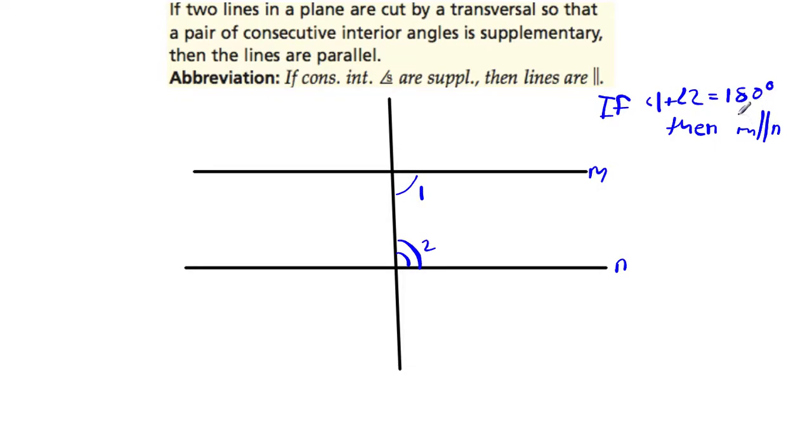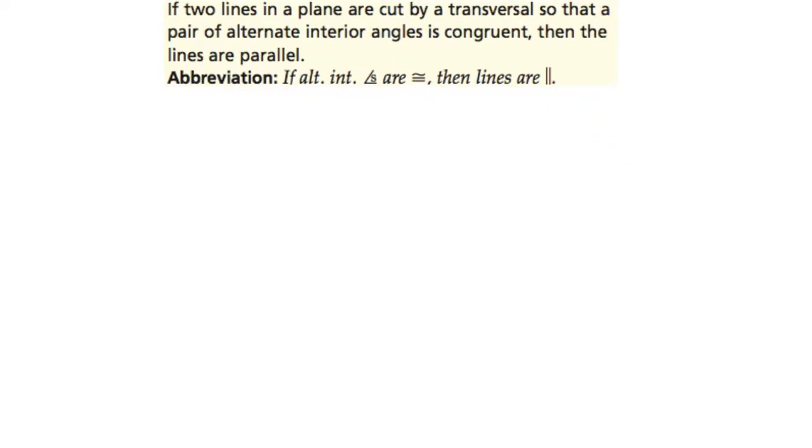Before we said if M is parallel to N, then angle 1 plus angle 2 is 180 degrees. Now we're switching the order, and that still is correct, and that still holds true. Here we have another one.